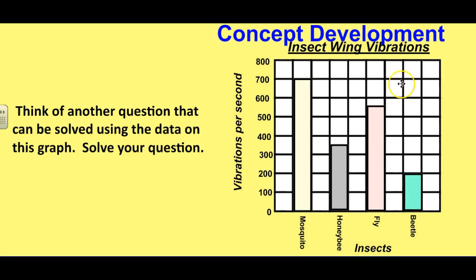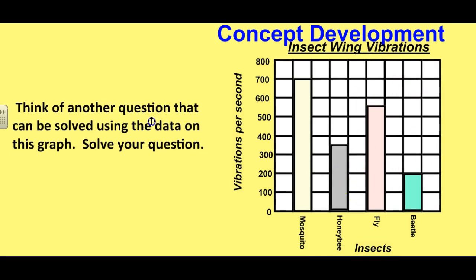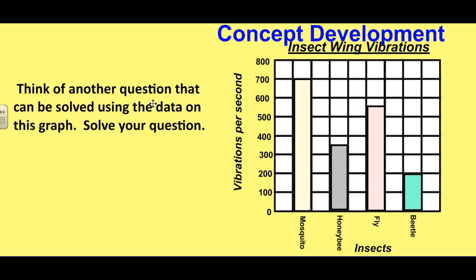The next part is you're going to take a look at your bar graph and come up with another question. When you're coming up with a question for a graph, you've got to look at a bar, pick a bar, and then compare it to another bar. For example, I don't want you to use this one, but I could say, how many wing vibrations did the fly and the beetle make all together? That's just a question. They have to add them together, get their answer, and answer it.